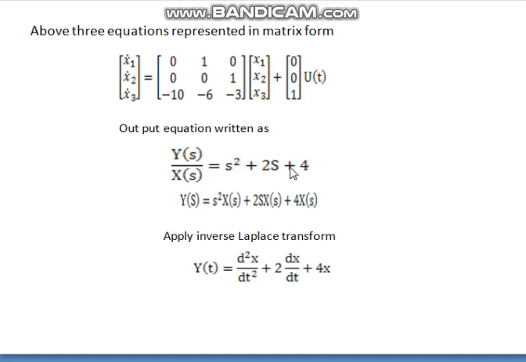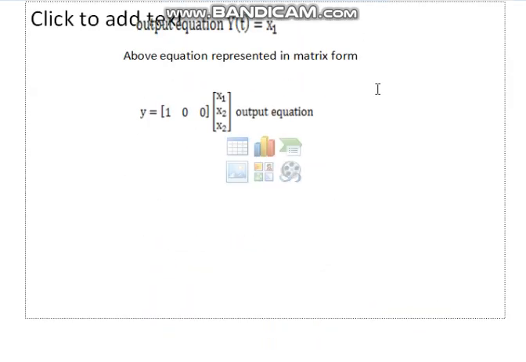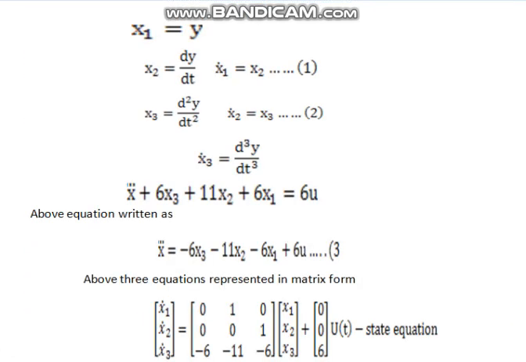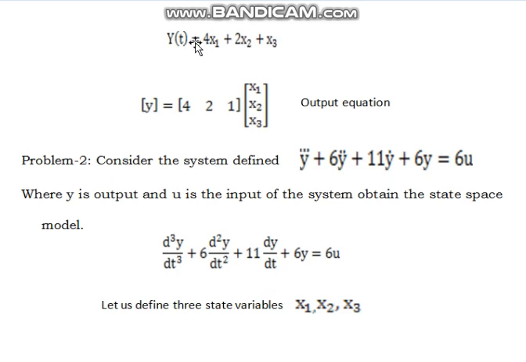By changing these variables, y of t equals 4 into x1 plus 2 into x2 plus x3. You have to convert the above equation to the matrix form: 4 into x1 plus 2 into x2 plus 1 into x3, that is the output equation.